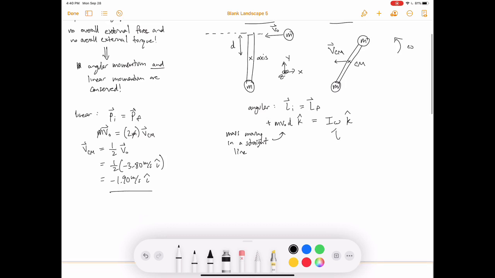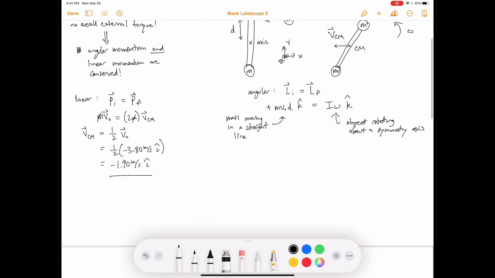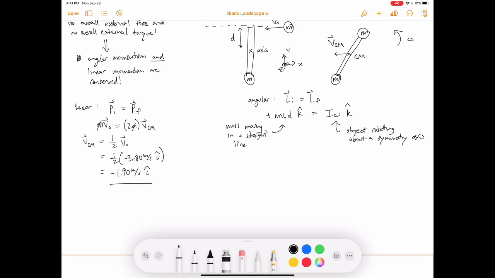So again, this is the formula we use for an object rotating about a symmetry axis. And okay, a couple things we know. First of all, d, as we said earlier, is L over 2. That's the distance of closest approach.